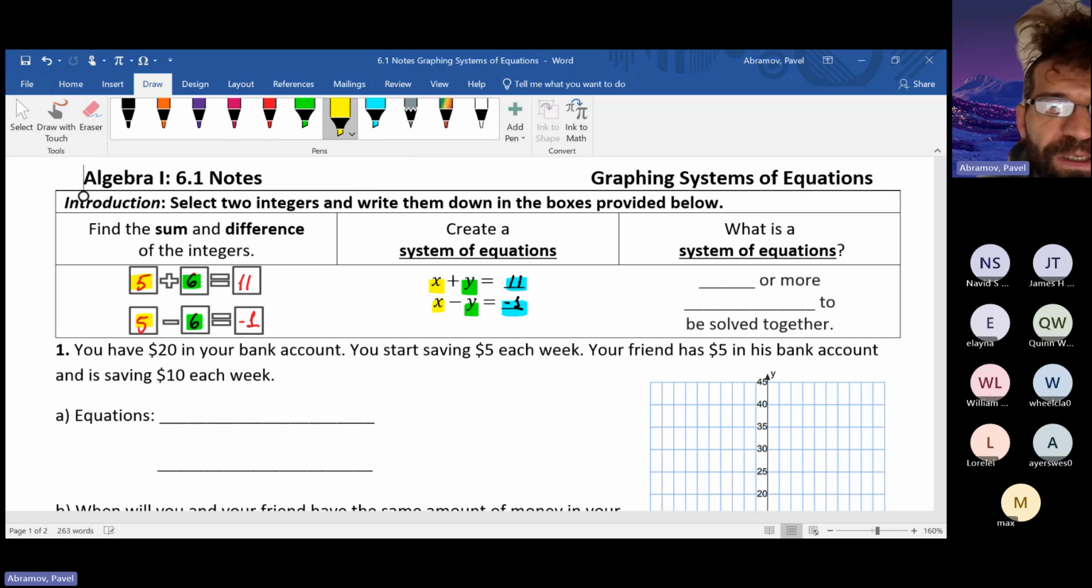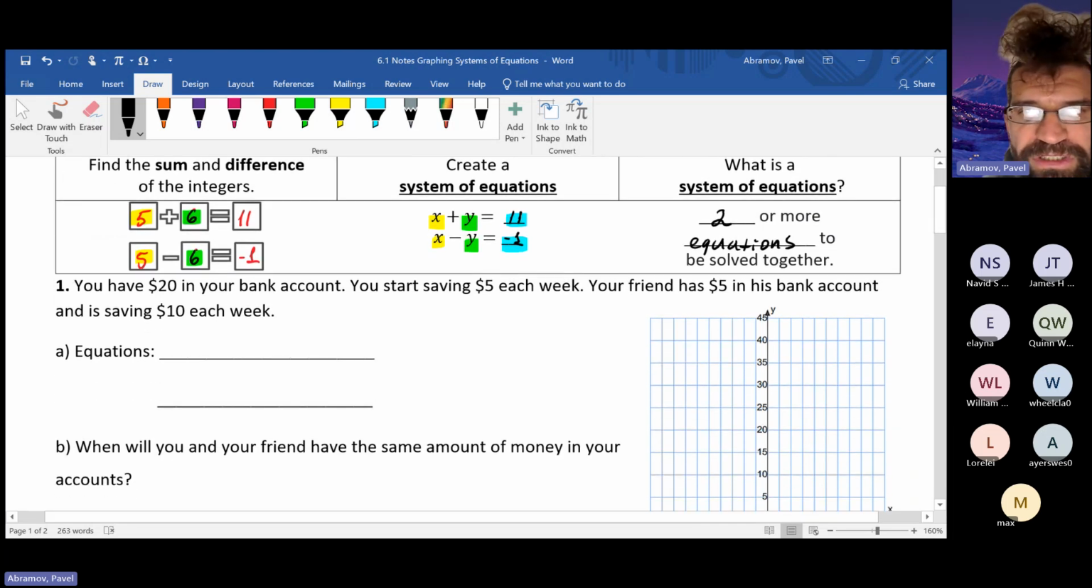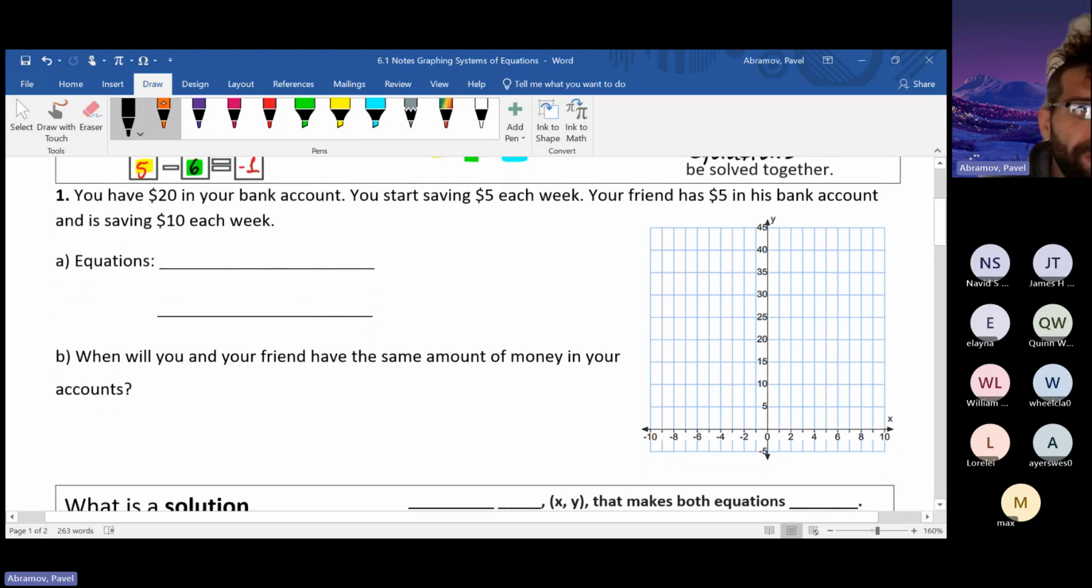So therefore, a system of equations is when we have two or more equations that have to be solved together. We have to find such answers that both equations are satisfied, that both of them work. So that's what we call a system of equations. It's when we have two or more equations and we need to find solutions that will work for both of these equations. And here we're going to start straight away with an application question with a word problem.